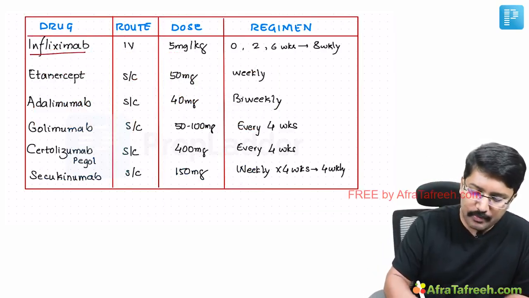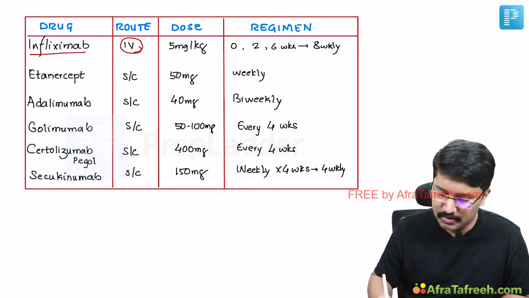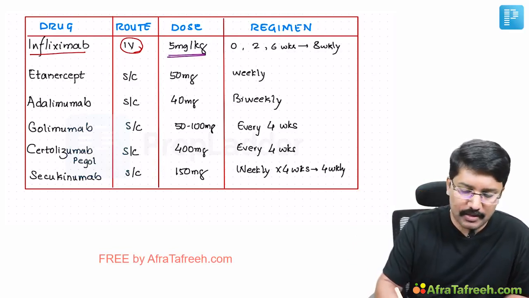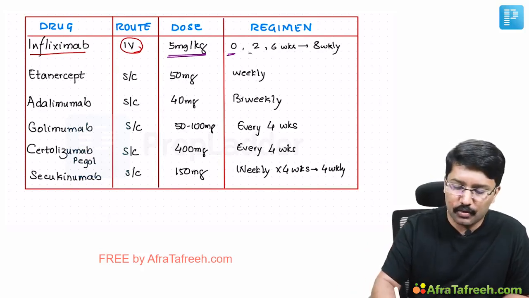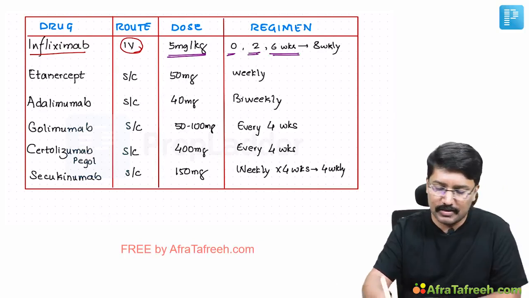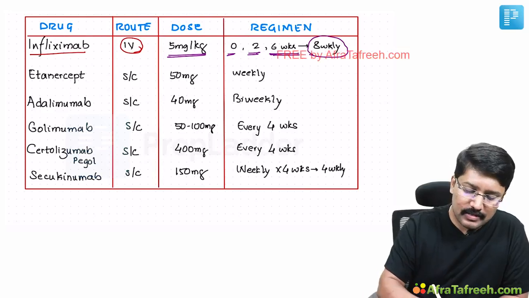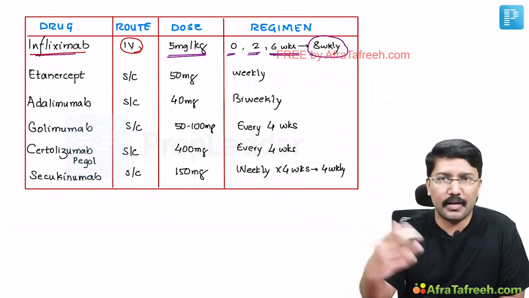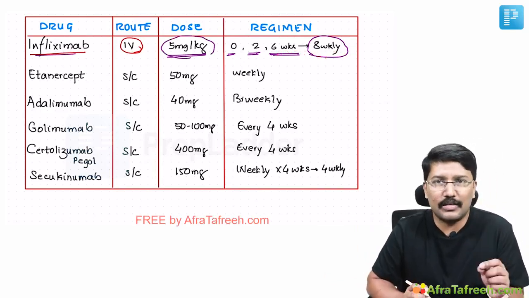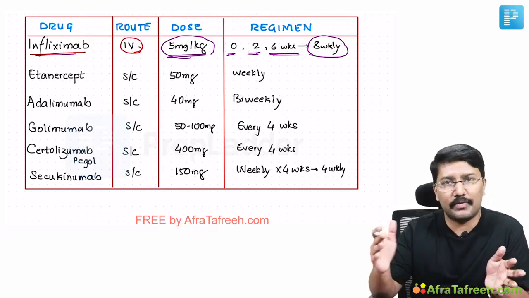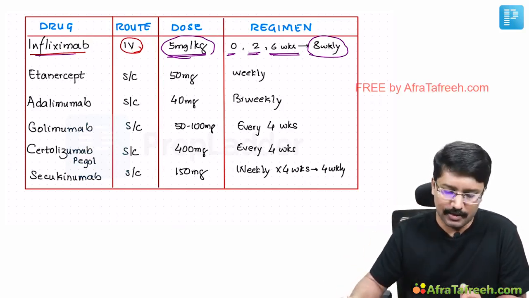The first drug is infliximab, which is usually administered IV. Among the drugs that I have listed, infliximab is the only one which is administered IV. The usual dose is 5 milligrams per kg, given on day 0 when you decide to give it. Then you repeat the dose after 2 weeks, and another dose after 6 weeks. After that, we give infliximab at 8 weekly intervals, every 8 weeks one dose, calculated at 5 milligrams per kg.